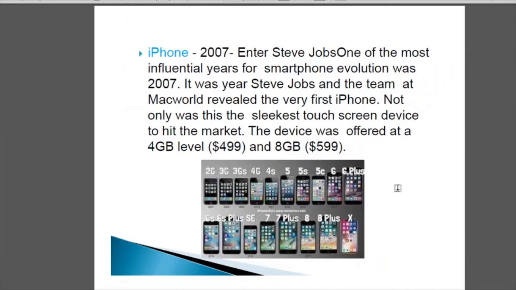Next is iPhone. iPhone, you have all heard, is a type of smartphone. And what kind of software does it use? We have studied it uses iOS, right? So iPhone came into existence from 2007, and enter Steve Jobs, who was the founder of the Apple company. One of the most influential years for smartphone evolution was 2007.